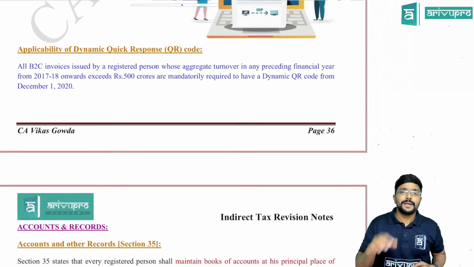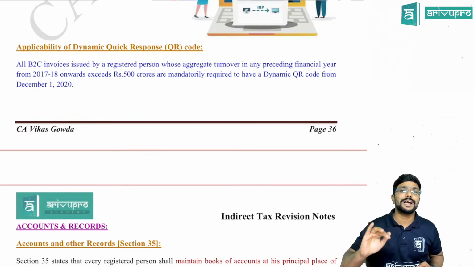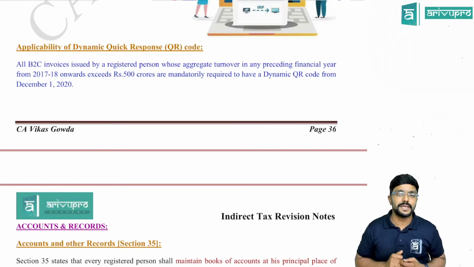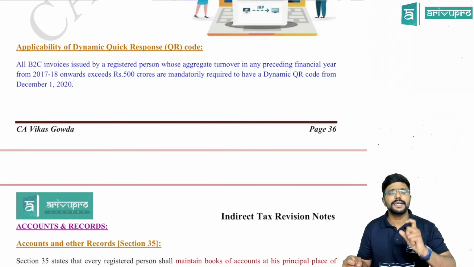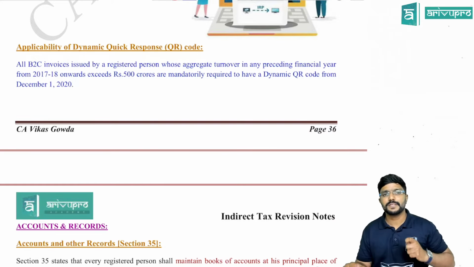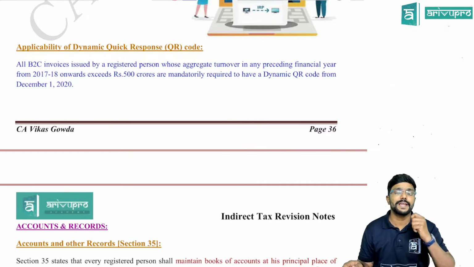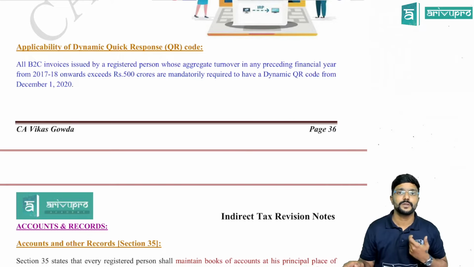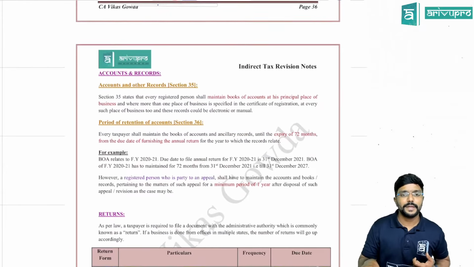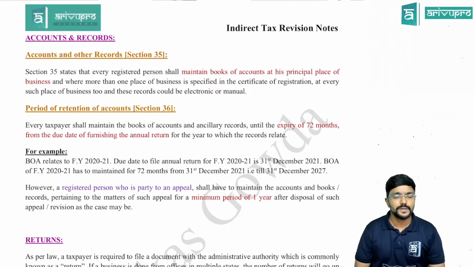Then coming to applicability of dynamic QR code. So the supplier has to display his dynamic QR code in the invoice issued to the unregistered recipients, provided his aggregate turnover in any year is more than 500 crore. If his aggregate turnover in any year is more than 500 crore, in the invoice which he is issuing to the unregistered recipient, he has to disclose the QR code, which will enable the recipient to make the payments through scanning it.